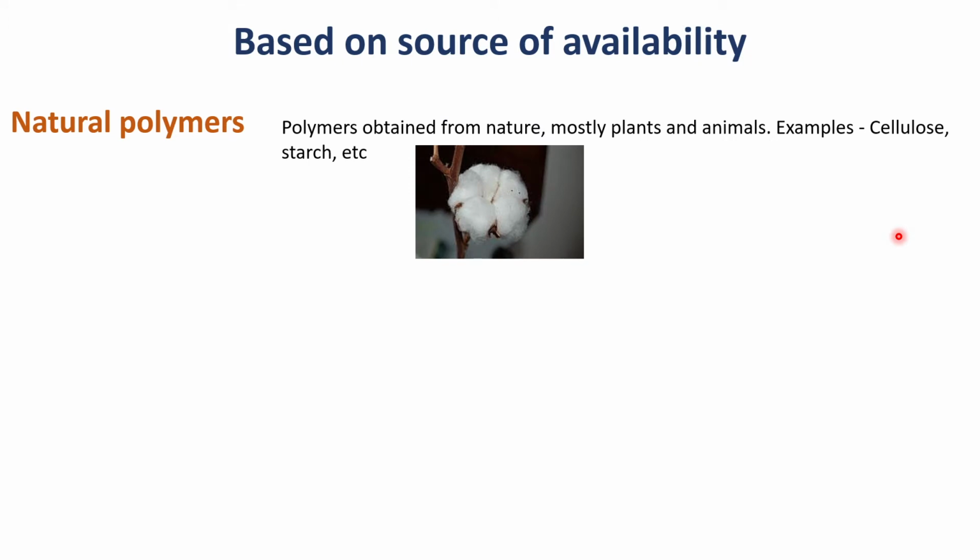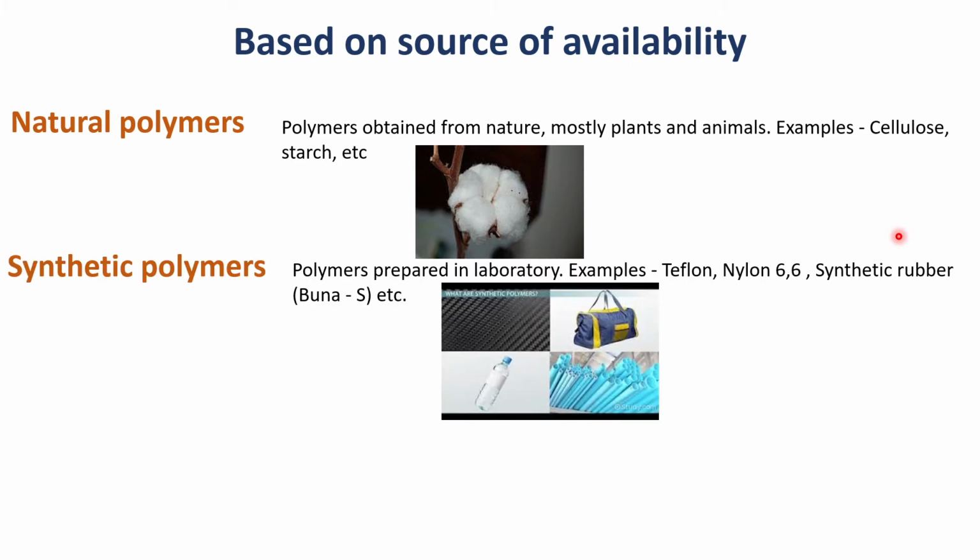So based on the source of availability, the first one is natural polymers. These are the polymers that are obtained from nature, mostly plants. Animals also give these polymers. Plants generate cotton and other natural polymers like cellulose and starch. Starch, you see, that is also a polymer. And in animals, we see silk is generated by a silkworm. So that is another example.